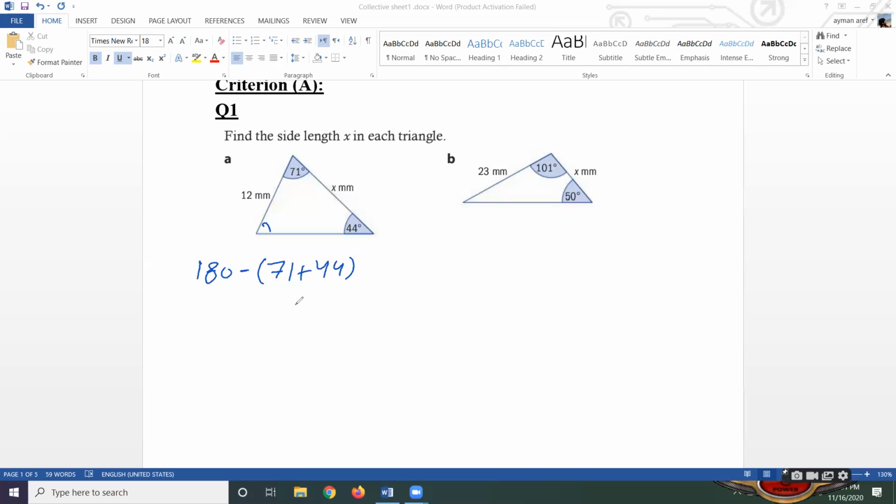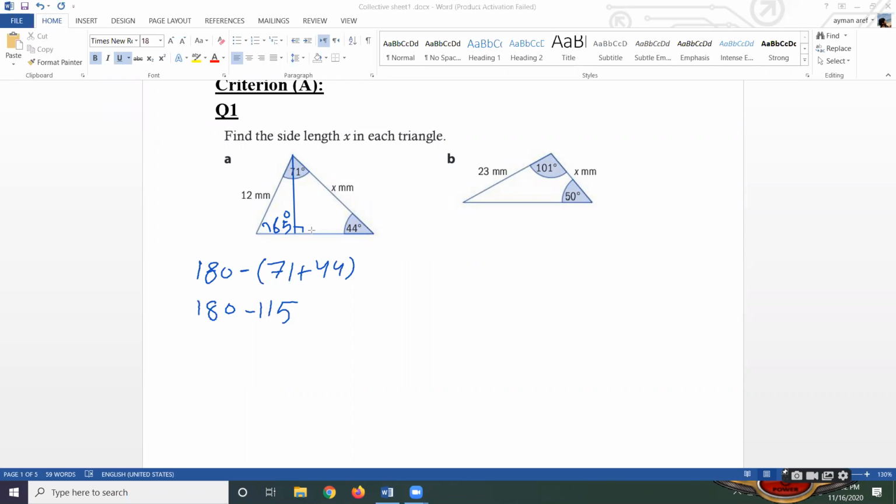71 plus 44 will be 115. Then 180 minus 115 will be 65. Then this angle will be 65 degrees. After that, I will draw this perpendicular line to form a right angle.